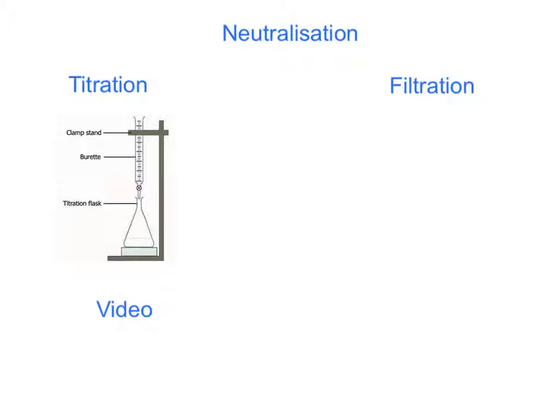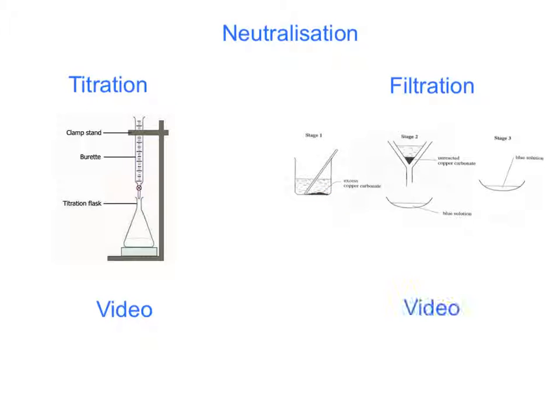The second technique involves filtration because you're adding a solid to the acid and the solid has to be in excess and then removed afterwards. This time you don't need an indicator in the acid because the excess solid is there to make sure all the acid reacts. And again, a video already exists in the ITNG course which explains this whole technique in more detail.